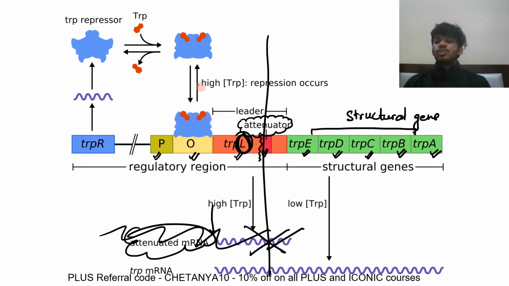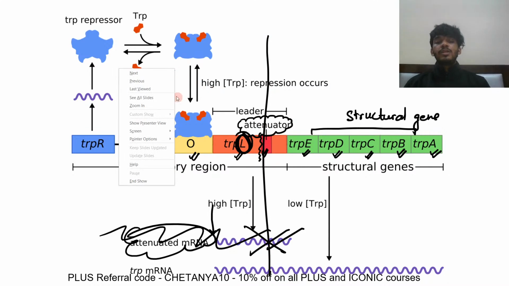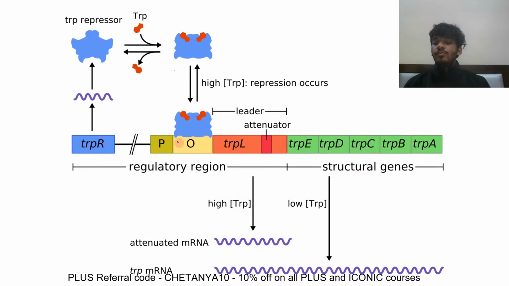So there is premature termination of transcription and translation. That is one way of regulating this.